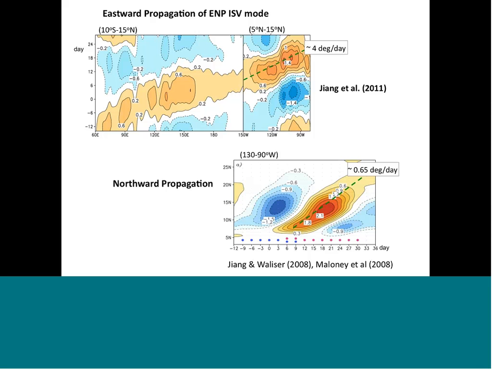And the lower panel shows the y direction is the latitudes, and x versus time. You can see clearly the northward propagation associated with the ISV over the Eastern Pacific, which is very similar to the northward propagation of the monsoon intra-seasonal variability over the Indian Ocean.